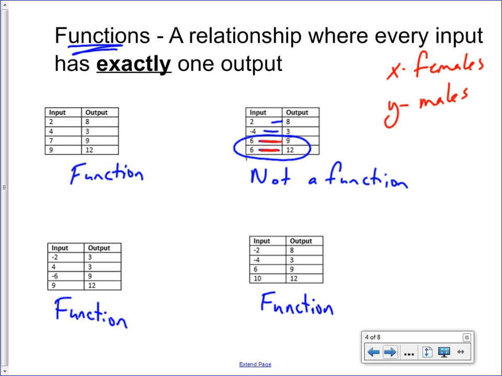Okay, if we take a look at this one, we can see that this male, this 3, has 2 different inputs that it's paired with. But in our society, that is okay, so we still consider that a function. And then the last one, there is no one cheating, no one. So we are okay. We've got ourselves a function.